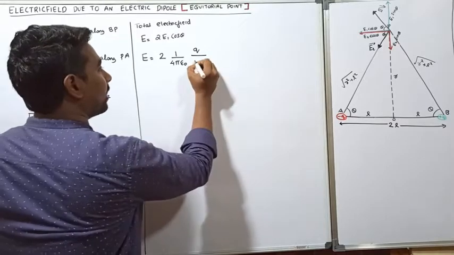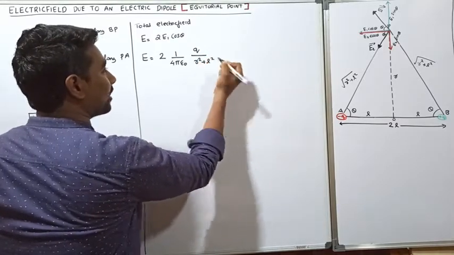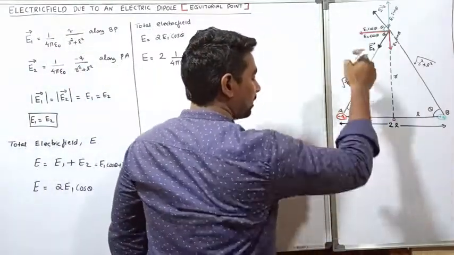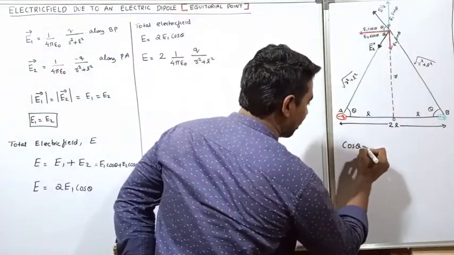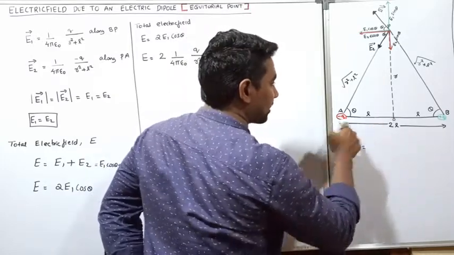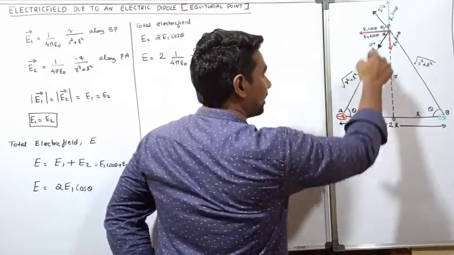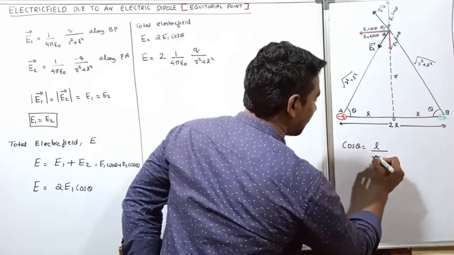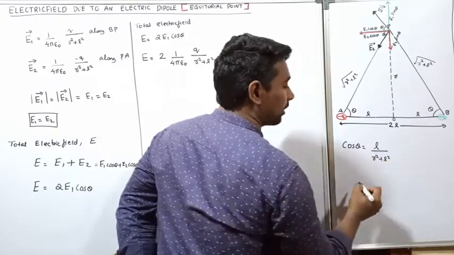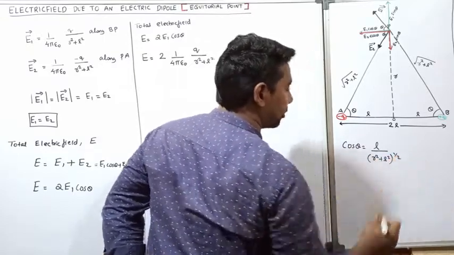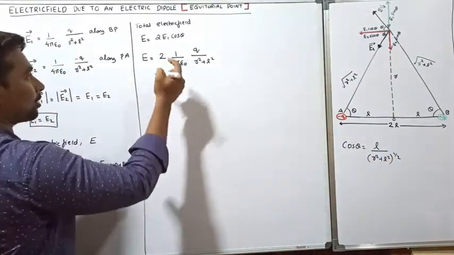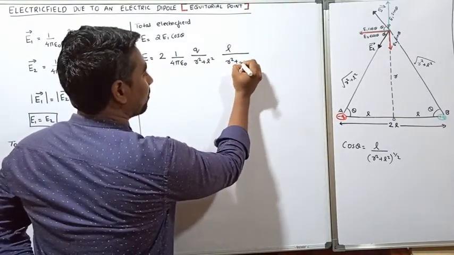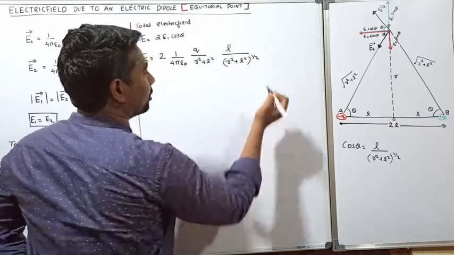What was the distance? R square plus L square, right? What will be cos theta? From this we can find cos theta is equal to, what will be that? This distance by this distance, right? That means L by the square root of R square plus L square, which can be written as 1 by 2. So instead of this cos theta, you can write it as L by R square plus L square the whole raised to 1 by 2.